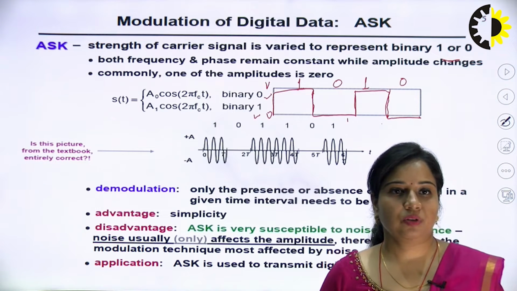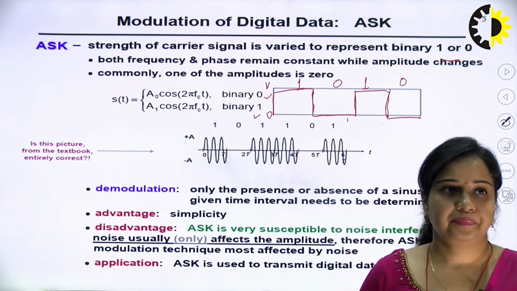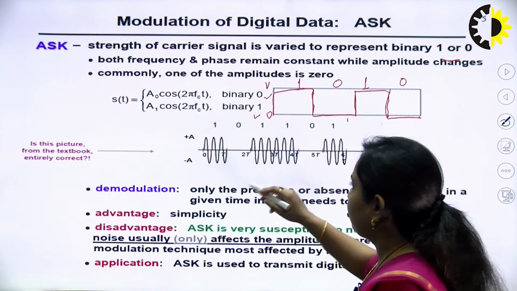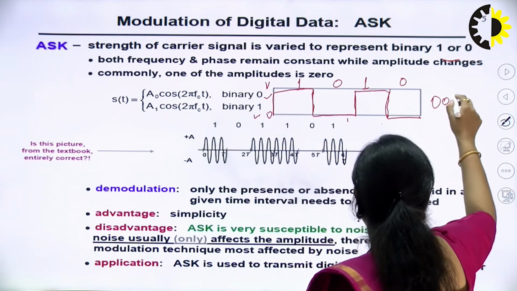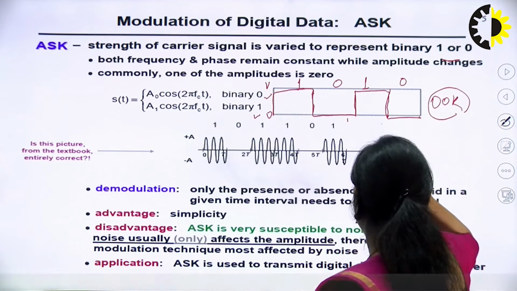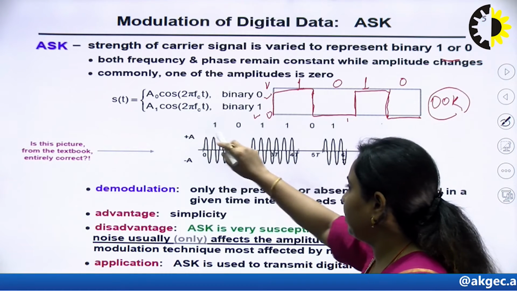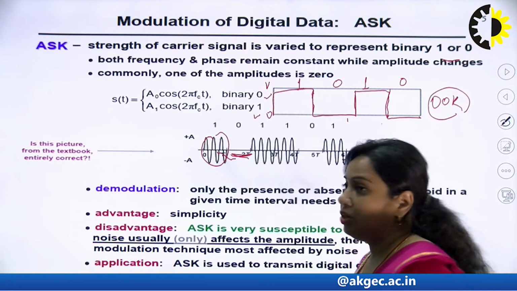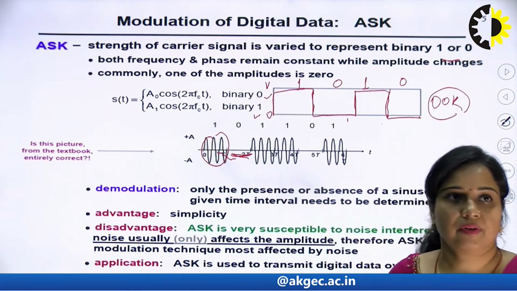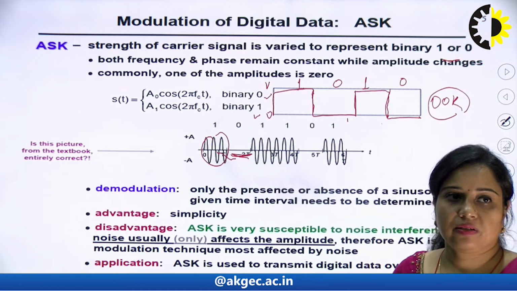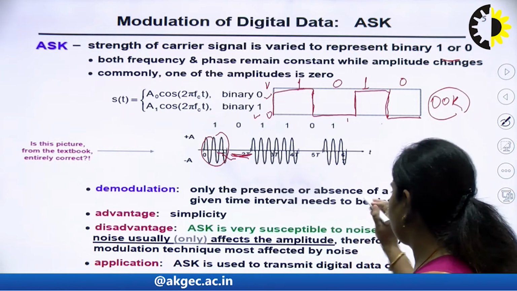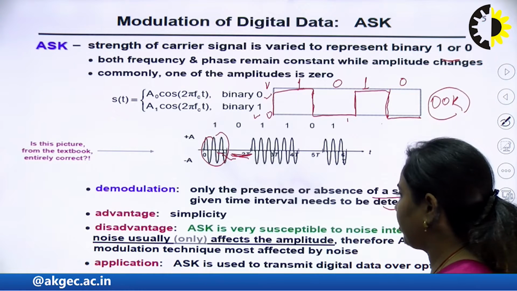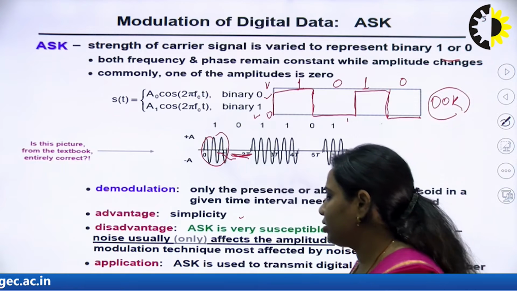Corresponding to that, if you want to make an ASK waveform, ASK is also known as OOK, that is on-off keying. It will act as a switch: if you want to transmit bit 1, then a pulse will be transmitted, and if you want to transmit 0, then 0 volt will be transmitted. That is the waveform of ASK. Next is demodulation. Only the presence or absence of a sinusoid in a given time interval needs to be determined. The advantage is its simplicity.